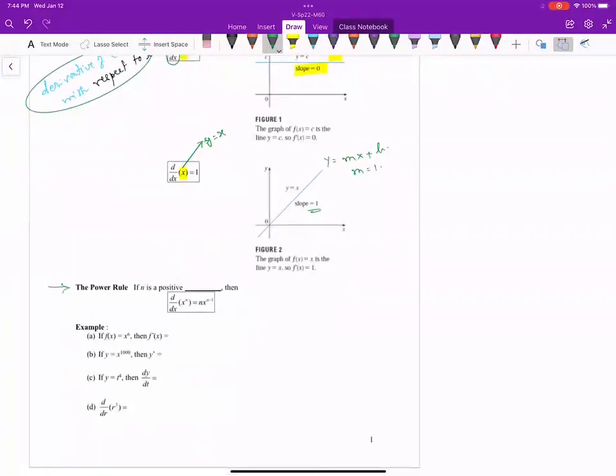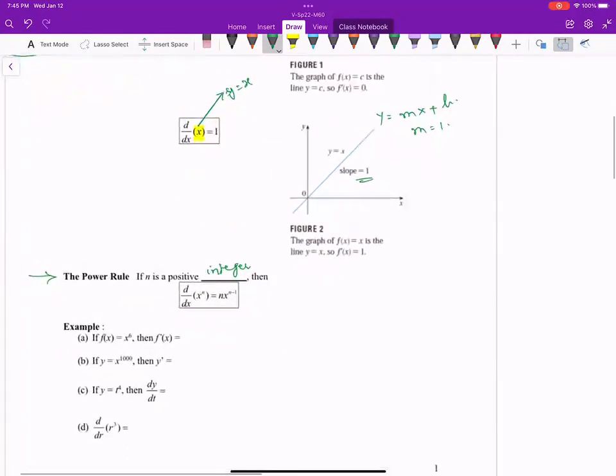So what is the power rule? The first rule: if n is a positive integer, meaning all whole numbers starting from 1, 2, 3, 4, etc., then d by dx of x to the exponent n would be n x to the power n minus 1. In other words, if you do d by dx of x to some exponent, it would be that exponent times x to the power that exponent minus 1.